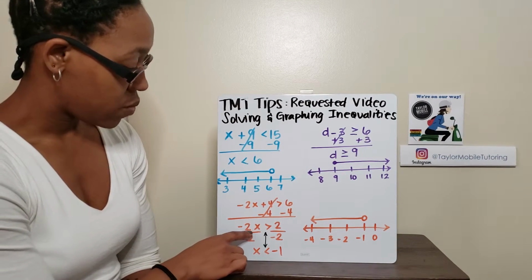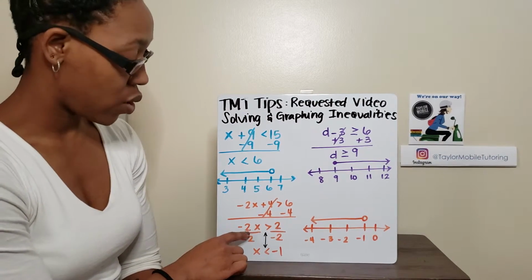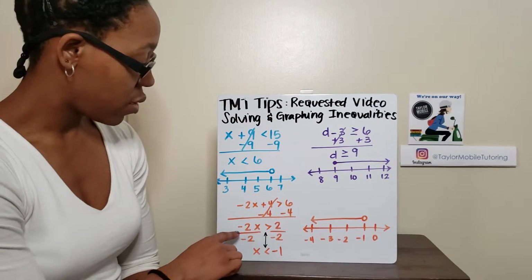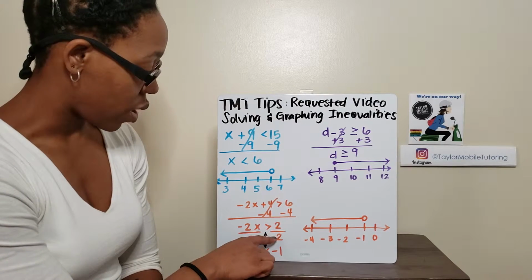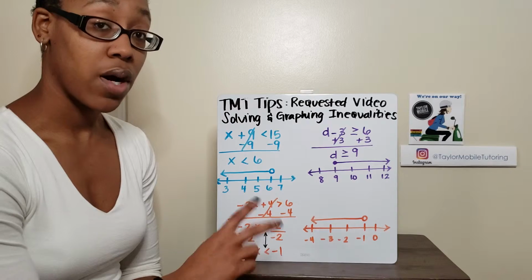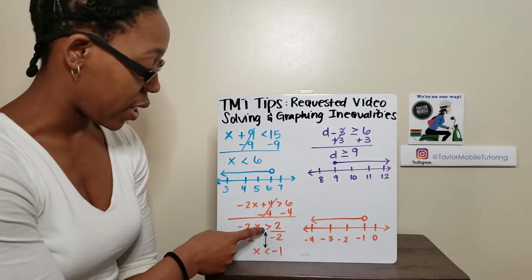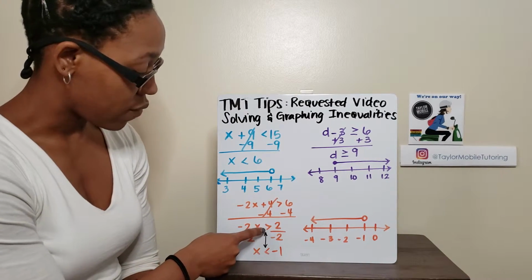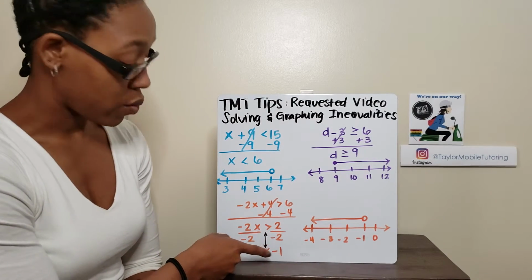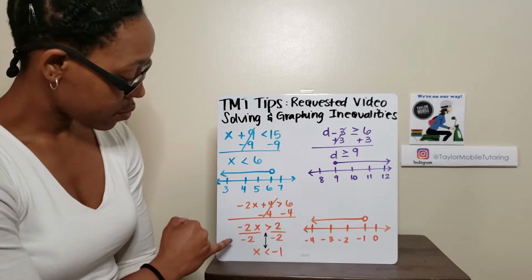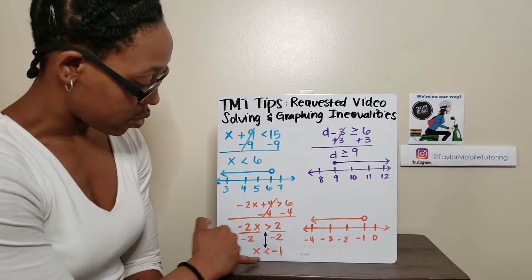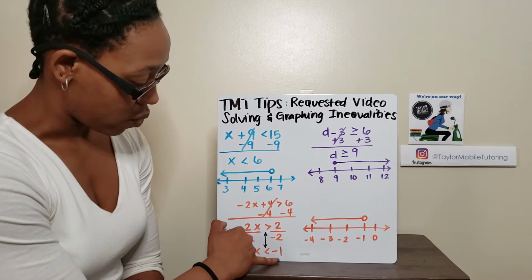Now, this negative 2 is being multiplied by this x. So I need to do the opposite operation, which is division, in order to cancel it out. I'm going to divide by negative 2 on both sides, but since I'm dividing by a negative number on both sides of the inequality, my sign is actually going to switch. So even though we began with a greater than sign, since I'm dividing by a negative number, we're going to end with a less than sign. Negative 2 divided by negative 2 is 1, and 2 divided by negative 2 is negative 1, so my solution is x is less than negative 1.